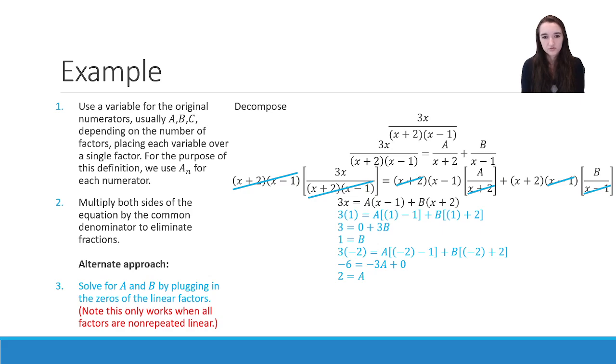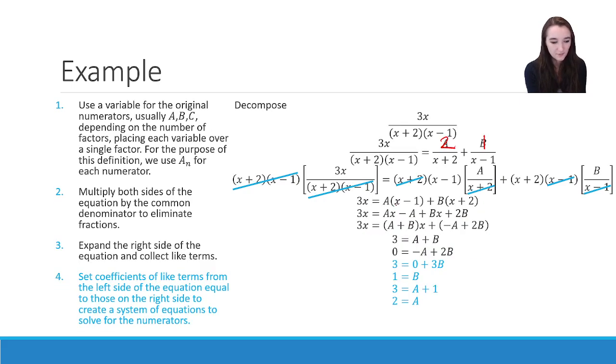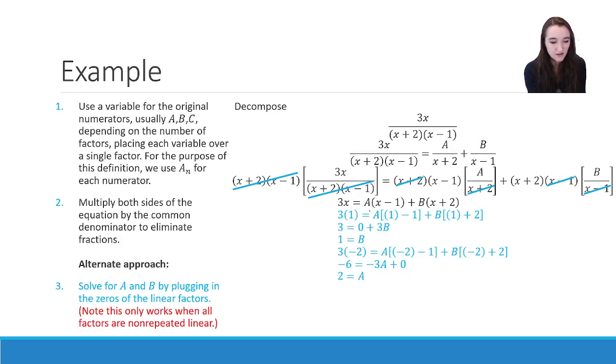The alternate approach is solve for a and b by plugging in the zeros of the linear factors. Again, the reason this works is because we are working with non-repeated linear factors. In the future, it won't work because there will be repetition or there will be nonlinear factors. So, I've multiplied it out. I still have this same thing right here, but instead of multiplying my a's and my b's in and collecting like terms and all of that, I'm plugging in values for x.